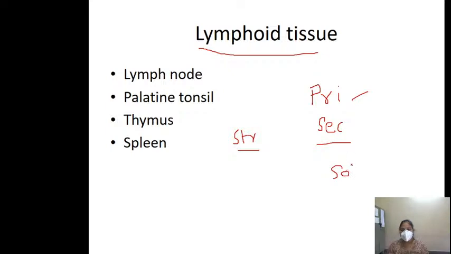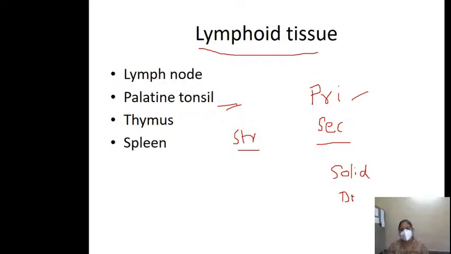Solid lymphoid structures are covered by a capsule, and the lymphocytes are formed in the form of lymphoid follicles. One surface is covered by the mucous membrane, and the other surface is covered by the capsule. These are called the solid lymphoid structures. In this group we see the lymph node, thymus, spleen, and the tonsils. The other one is the diffuse lymphoid structures.